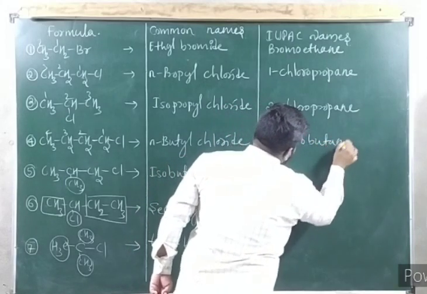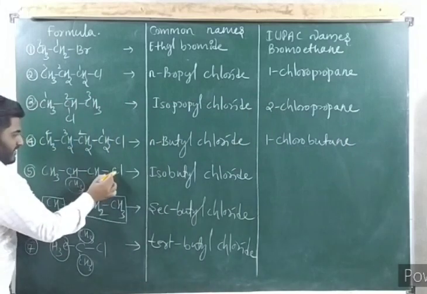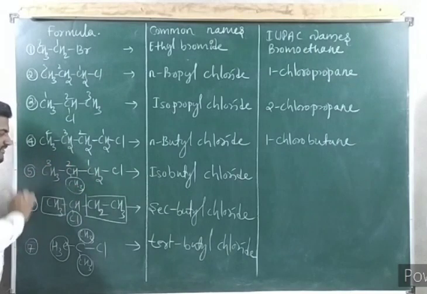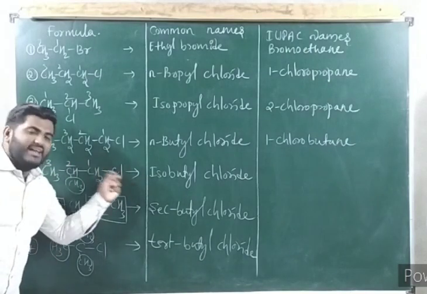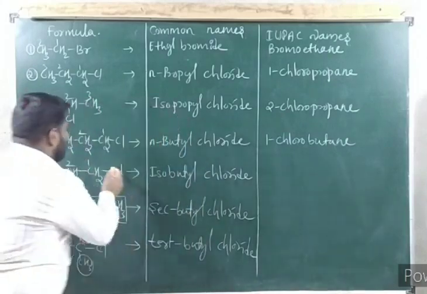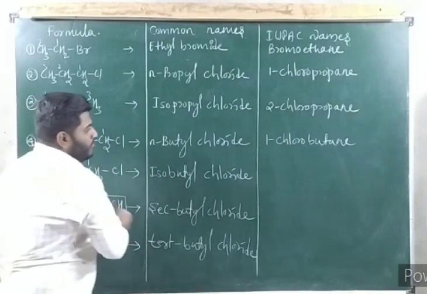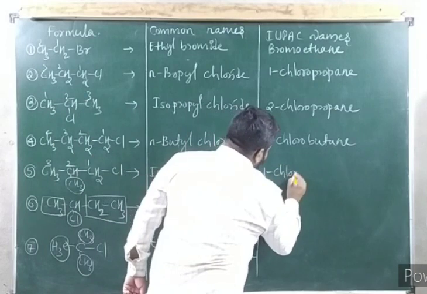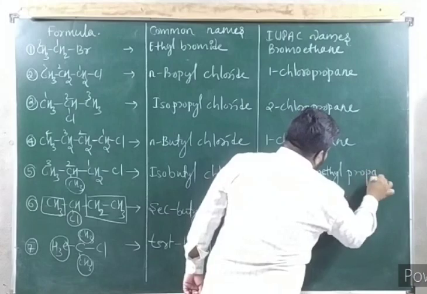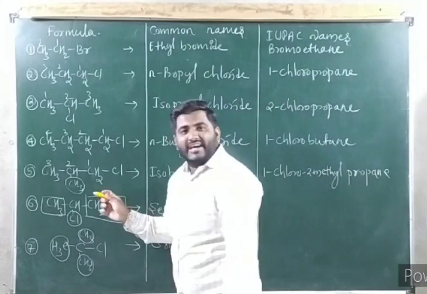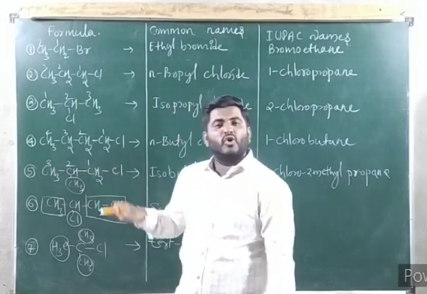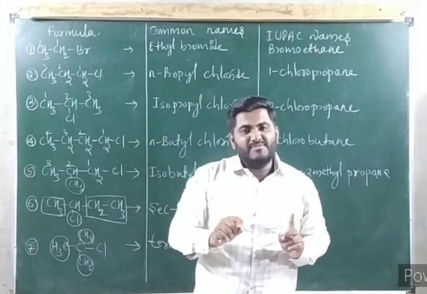1-chlorobutane. Next one. See, halogen is attached to this carbon. So numbering should start from this carbon. 1, 2, 3. Second position what is there? Methyl. First position what is there? Chloro. Alphabetical order. M comes first or C comes first? C only, no? So first you write this one. 1-chloro-2-methylpropane. How many total carbon? Propane, because select the longest carbon chain. 1, 2, 3. So 3 carbon means propane. Second position methyl, first position chloro. Alphabetical order, chloro comes first. Therefore, chloro we have written first.